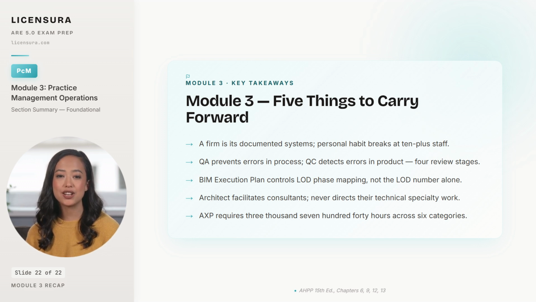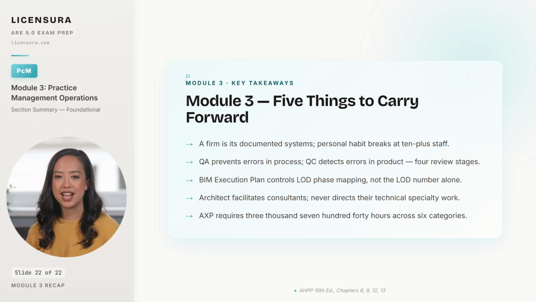Second, quality assurance prevents errors in the process, while quality control detects errors in the product. And the 4 review stages, end of schematic design, end of design development, 50% construction documents, and 95% construction documents, each target a different class of issue. Third, the Building Information Modeling Execution Plan, not the level of development number, controls how LOD maps to a project's phases, and assuming otherwise is exactly the kind of trap the exam is built to expose.